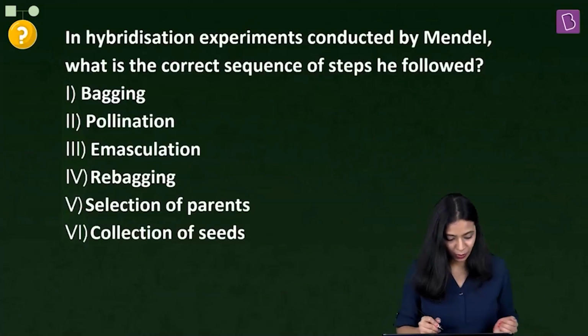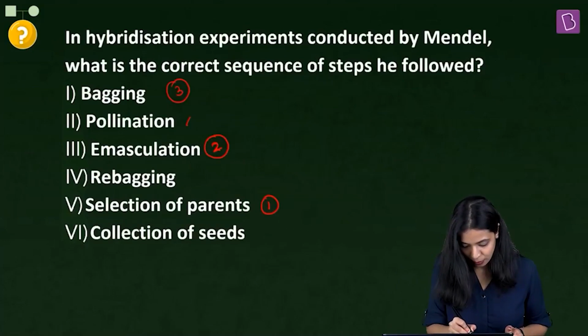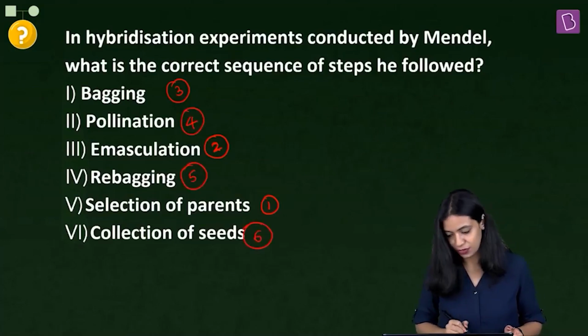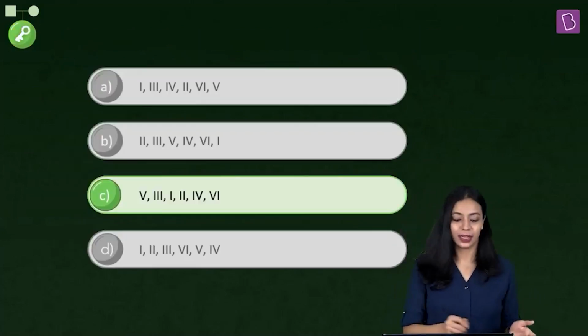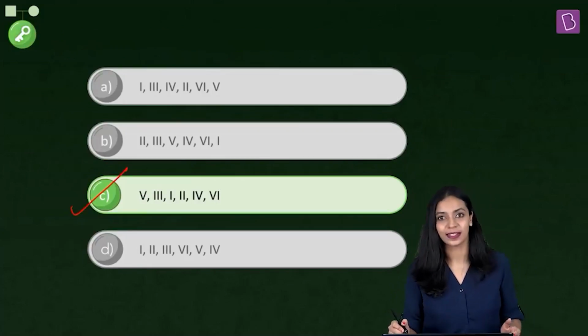So here the correct sequence would be selection of parents, emasculation, bagging, pollination, rebagging, and collection of seeds. So that is represented in option C. Therefore, the correct answer to this question is option C.